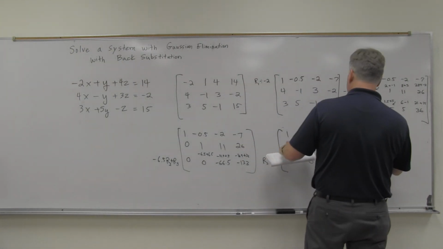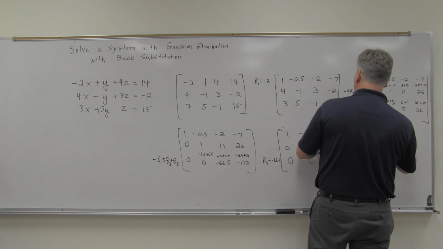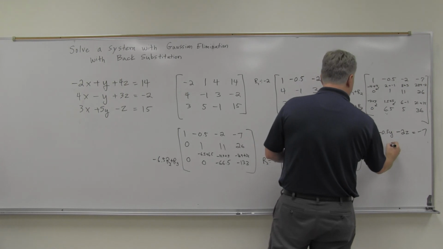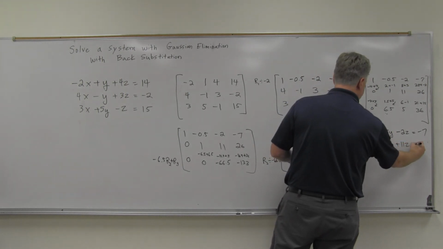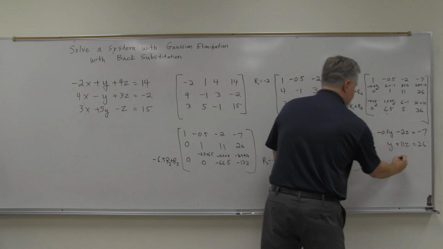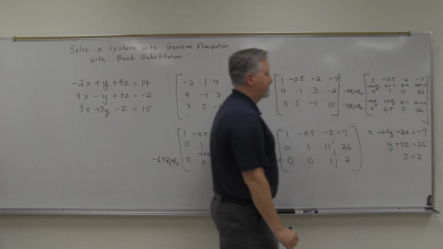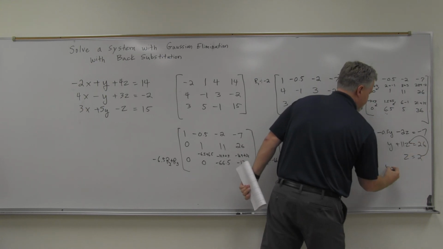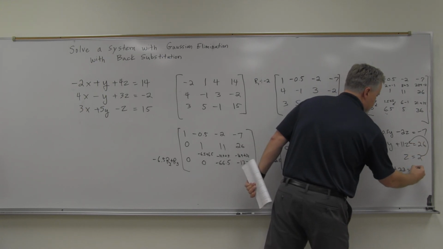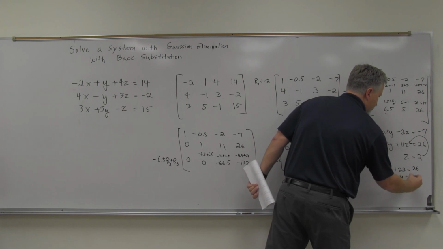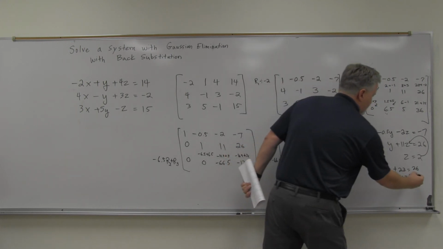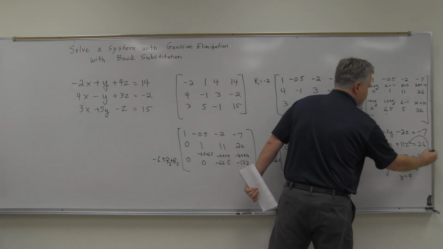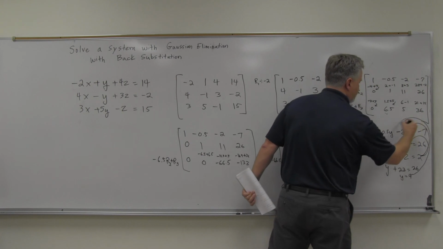This would be x minus 0.5y minus 2z equals negative 7. That would be y plus 11z equals 26, and that would be z equals 2. That's the one we're looking for. Back substitute now, so z equals 2, so we have y plus 22 equals 26, so that's y equals 4, right? And then substitute those two back into the first equation, z equals 2, y equals 4.